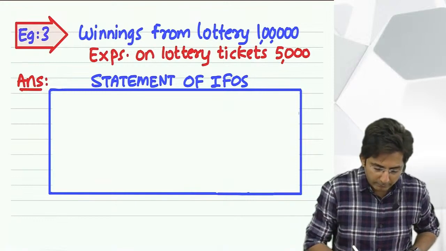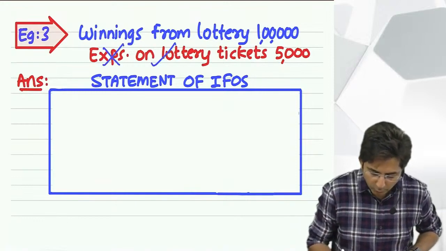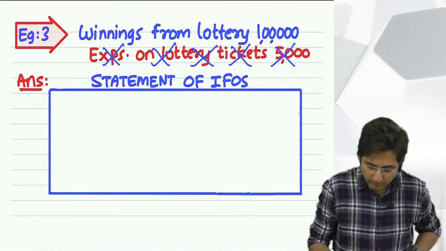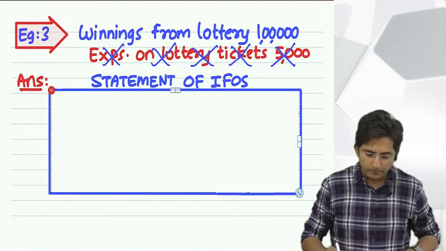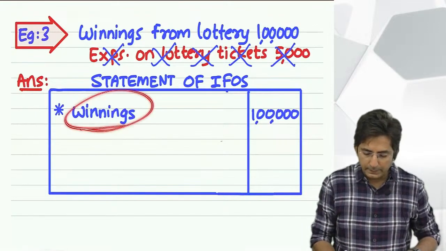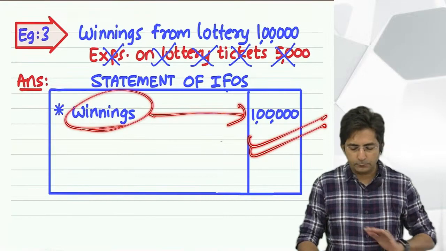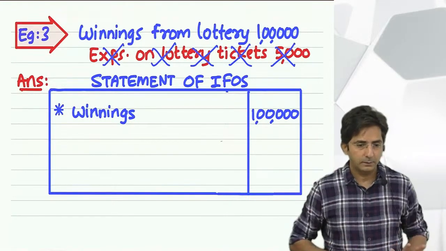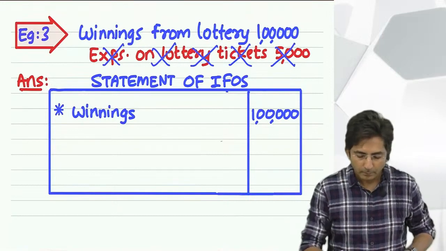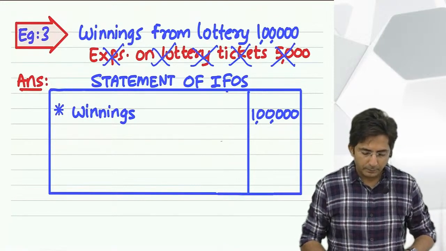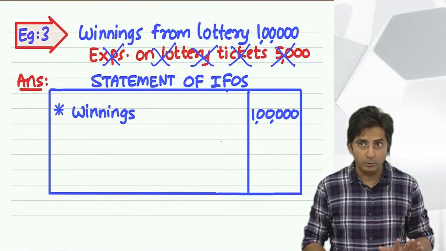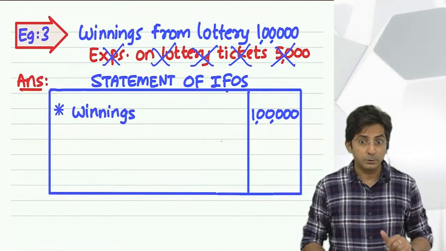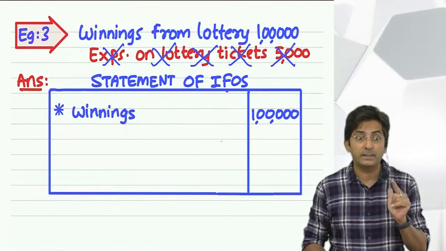Okay. So I will put a cross mark on this because you have to ignore expenses, and then the presentation would be to simply write the winnings in the outer column as fully taxable. Fully taxable means the full amount will be taxed, no deduction. Okay, then this was the third example. This way we have to learn 5 examples. Total 5 points are there in section 57.